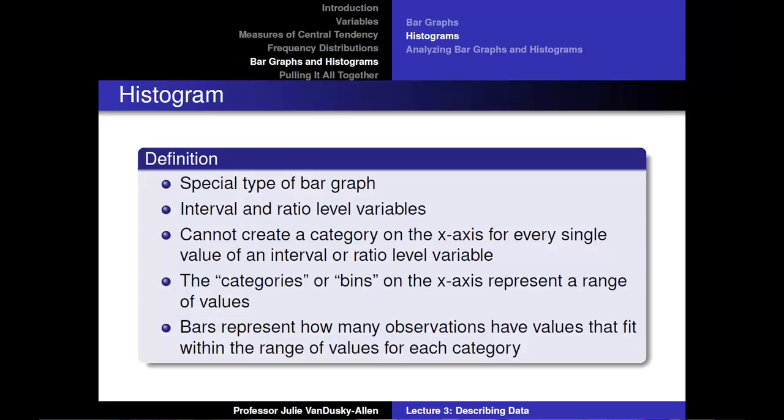So instead, we create categories or bins on the x-axis that represent a range of values for the variable, and then we count to see how many observations have values that fit within the range of values for each category. Hence, the bars represent the total number of or percentage of observations in the variable that fit within the range of values for each category.